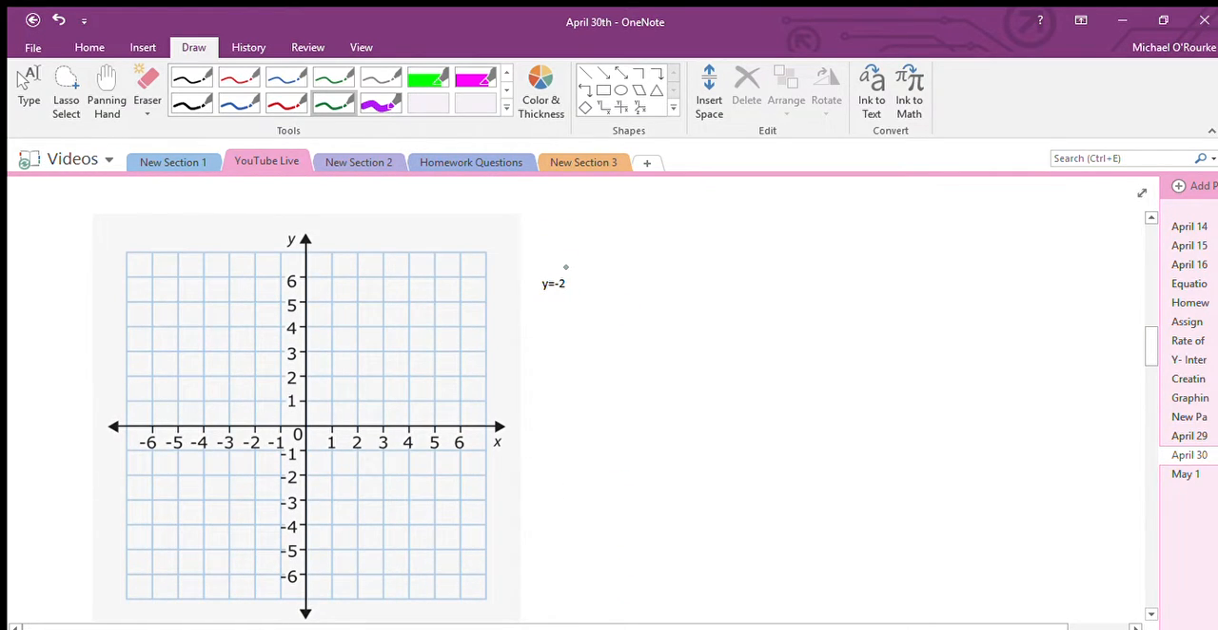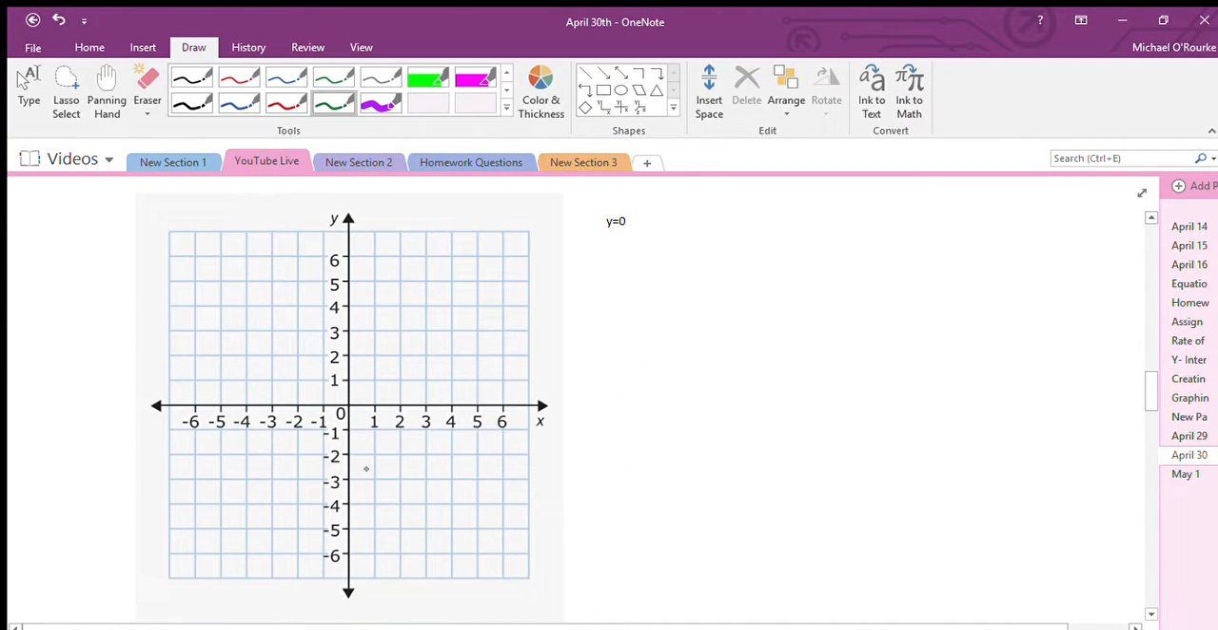I want you to try this one. Y equals -2. Could you graph it? All right. So first step, graph the point, which is -2. Second step, graph the horizontal line through -2. Why is it -2? Well, because everywhere along that line, y is equal to -2.